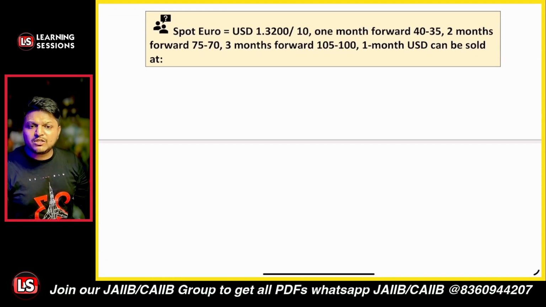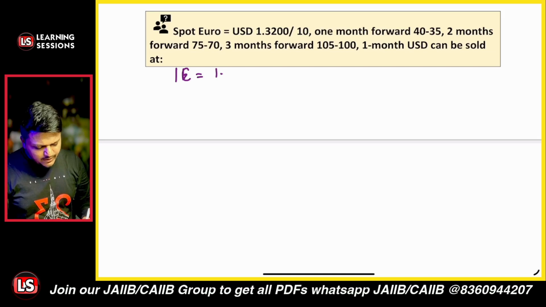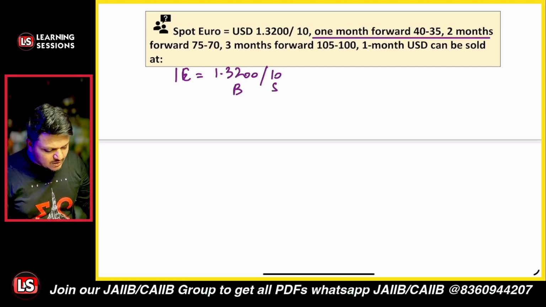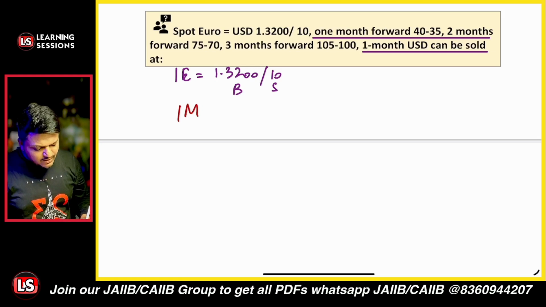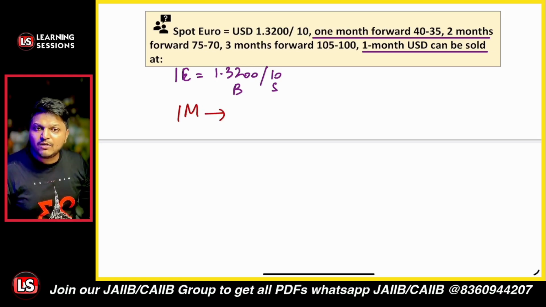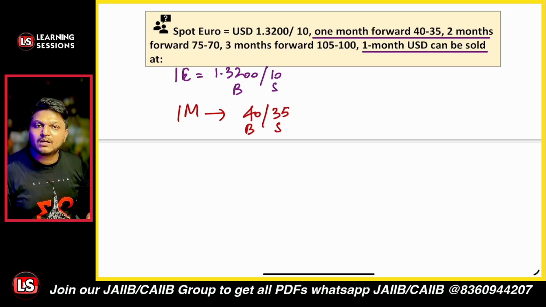Let's solve this question, you'll get the complete idea here. We have the spot rate for euro: 1 euro is equal to 1.3200/10. This is the buying rate, this is the selling rate. We are also provided with 1 month forward, 2 month forward, and 3 months forward, and we have to calculate the 1 month forward rate at which USD can be sold. So we'll be using the 1 month forward points, which are 40/35. These are the buying forward points, and these are the selling forward points. Are you getting this point? We have to get the selling rate.